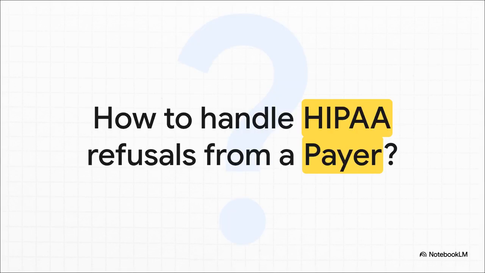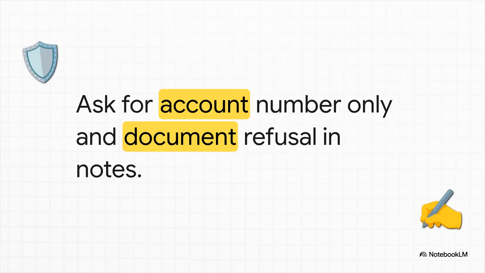And question 3, how should you handle a payer rep who refuses to provide full overpayment details due to HIPAA? We just talked about this real-world barrier. You just pivot, right? You ask for the patient account number only, and then you make absolutely sure to document that HIPAA refusal in your notes to show you followed procedure.